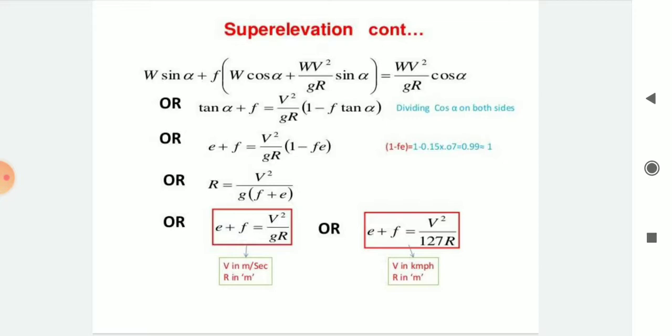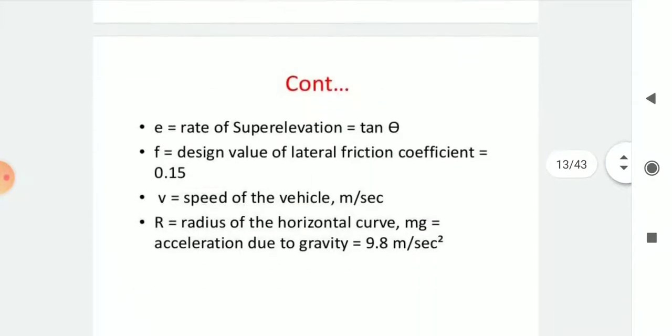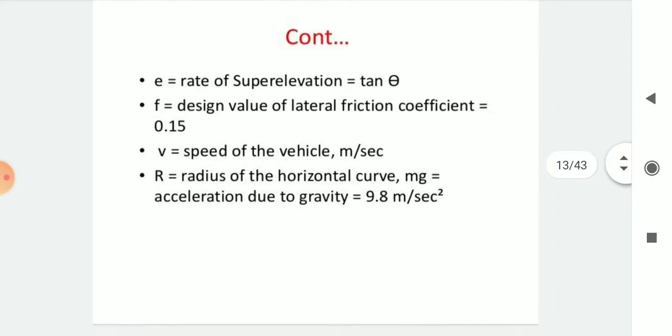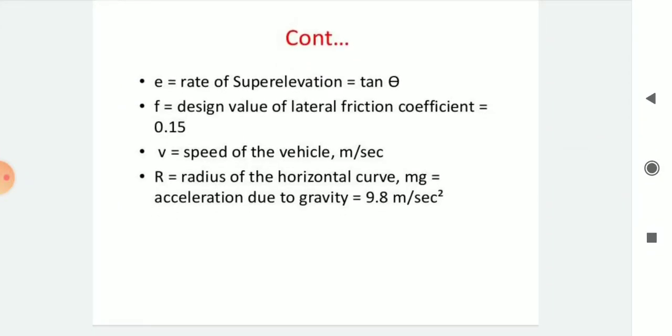If we consider V in meter per second, we have the formula E plus F is equal to V square upon GR, and if V is in kilometer per hour, then we have the formula E plus F is equal to V square upon 127 R, where E is equal to rate of super elevation, that is tan theta, F is equal to design value of lateral friction coefficient, 0.15, V is equal to speed of vehicle in meter per second, R is equal to radius of horizontal curve, and G is equal to acceleration due to gravity, 9.8 meter per second square.